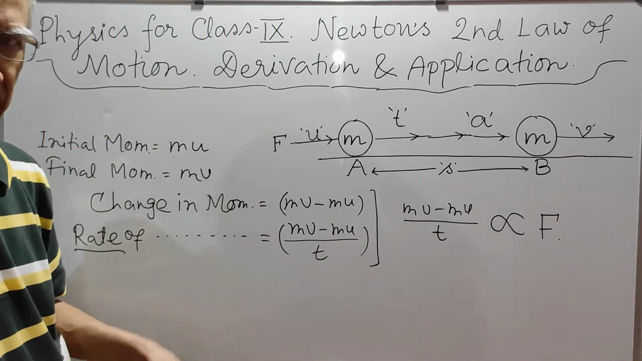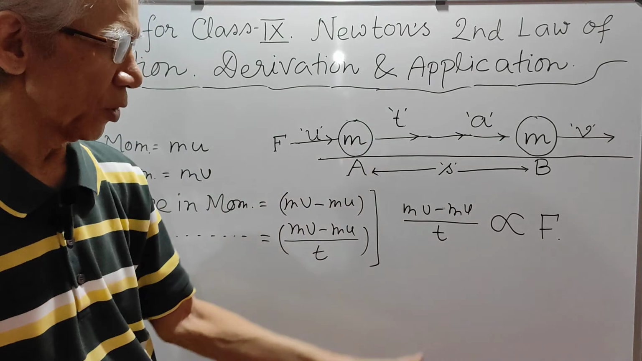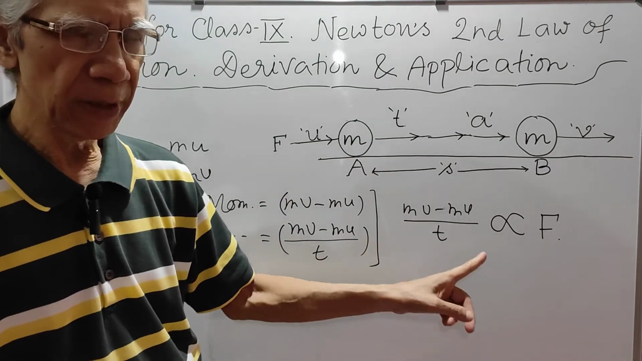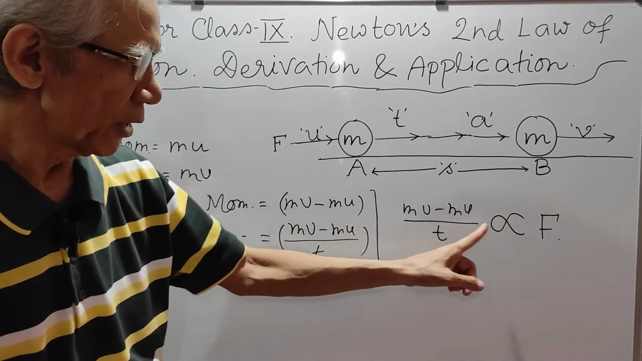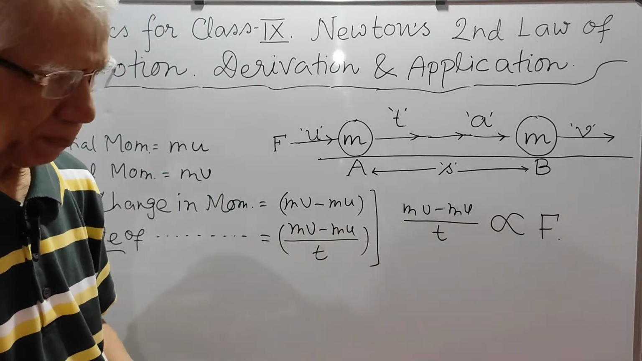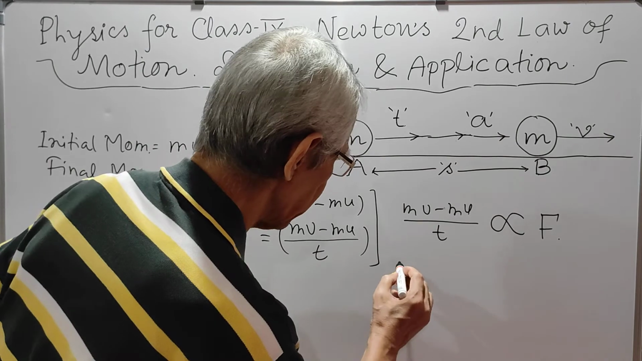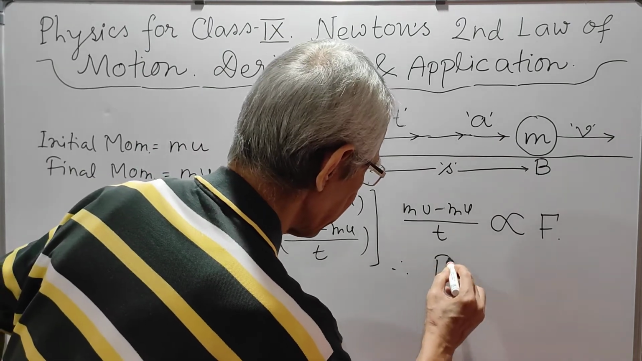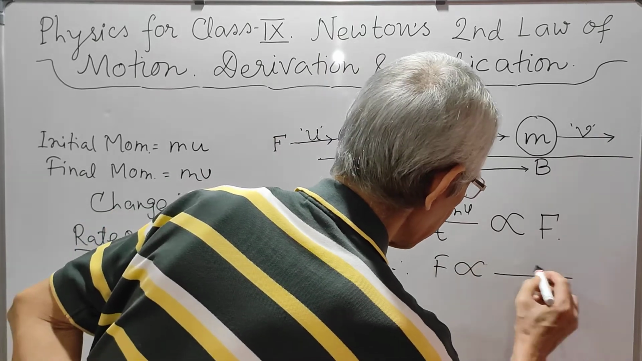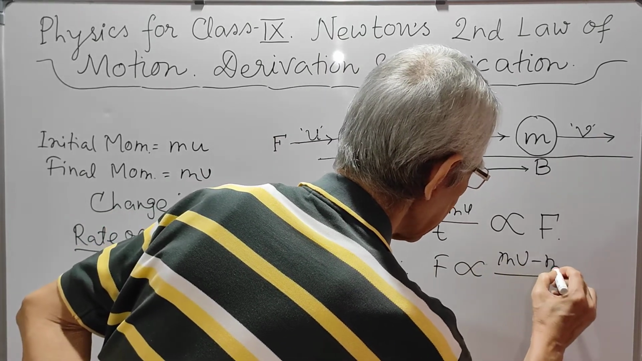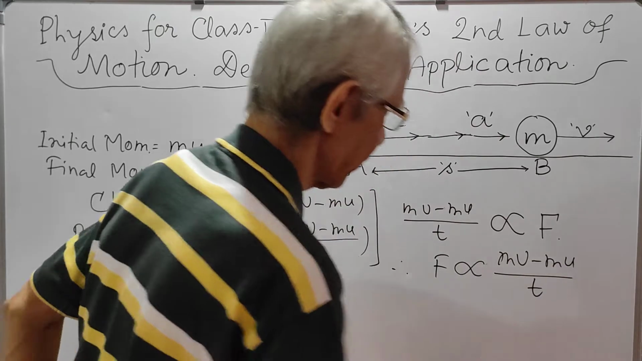So after this, what will you write? According to Newton's second law of motion, the rate of change of momentum is directly proportional to the applied force. Therefore, F is directly proportional to (mv minus mu) by t.